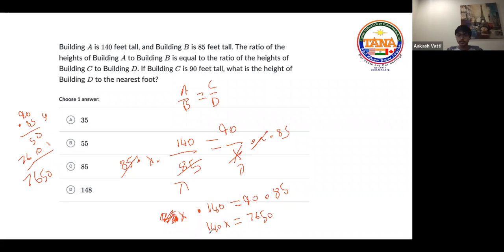And then you divide by 140 on both sides. So 7650 divided by 140. You do 5 here, so you have 760, and then I did something wrong. What's that? 5, and then 700 right here. So you'd have 650 left.